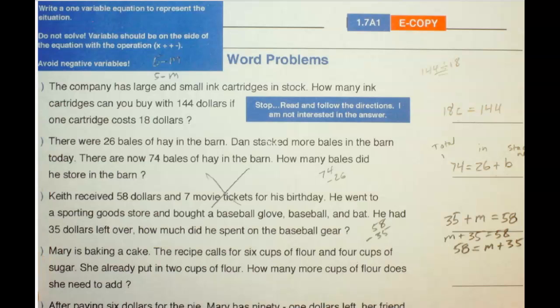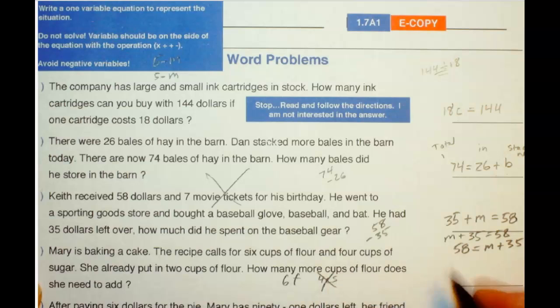All right, number 4, Mary's baking a cake. The recipe calls for 6 cups of flour and 4 cups of sugar. She already put in 2 cups of flour. How many more cups of flour does she need? Okay, so the sugar is a distractor. We don't really care about that.